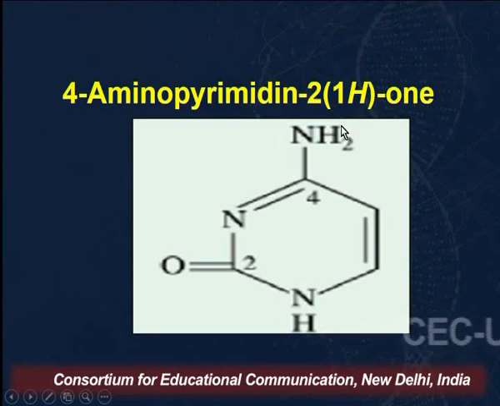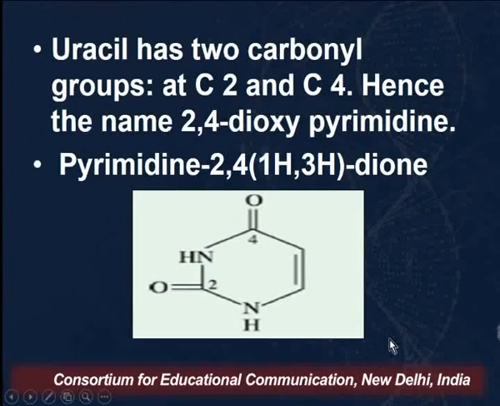So what do we mean by 2-one? That is, at the 2nd position, we have replaced the hydrogen with a carbonyl group here. So now go on to the next structure. If we talk of uracil, uracil has 2 carbonyl groups. In cytosine we had 1 carbonyl group at C2, and this carbonyl group at C2 is common to all the 3 pyrimidines.